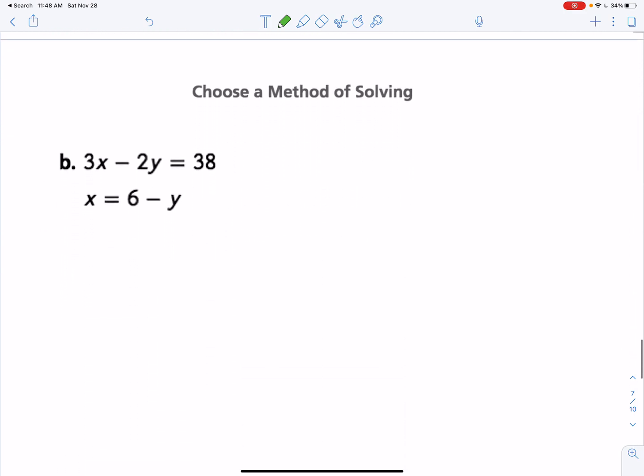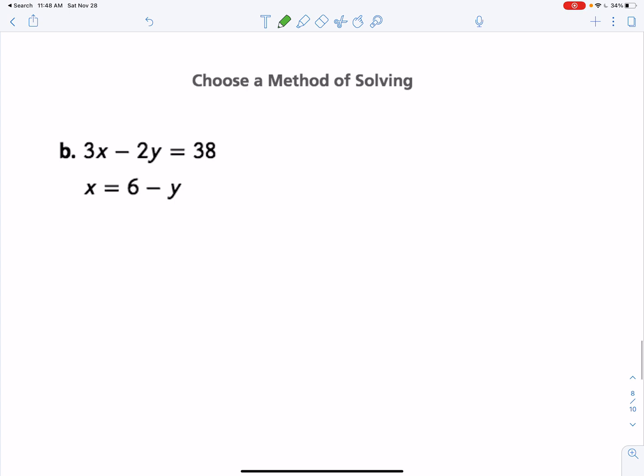Okay, so here's a good one. Choose a method of solving. Well, if you look at this, this is so ready for substitution. It is perfect for substitution. But what I want to do is show you how to get it set up for elimination.